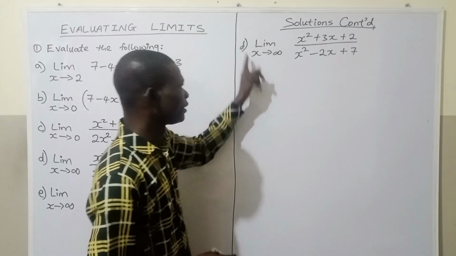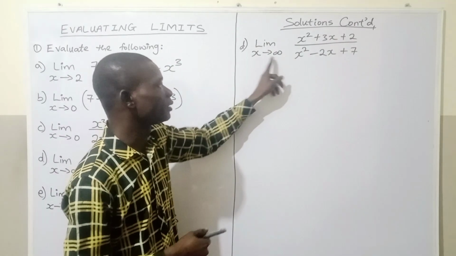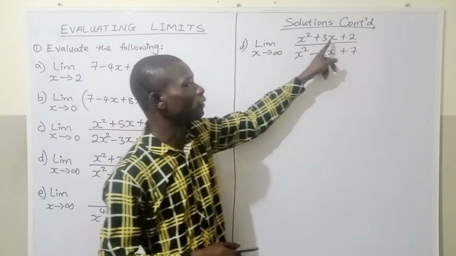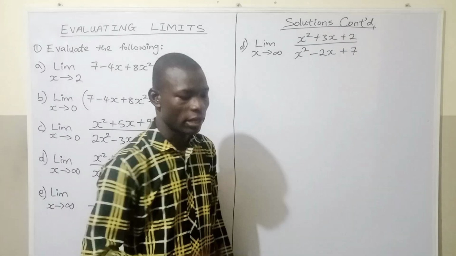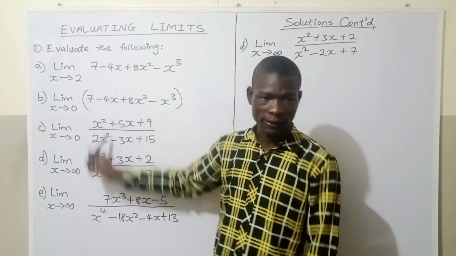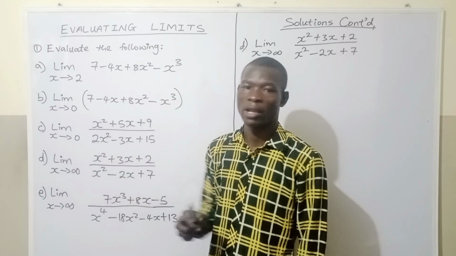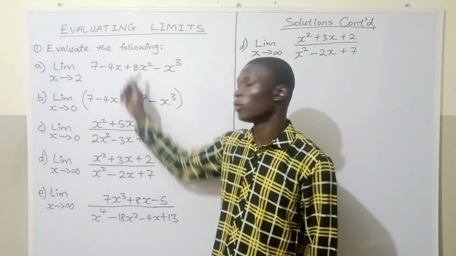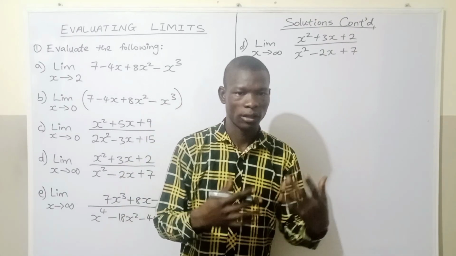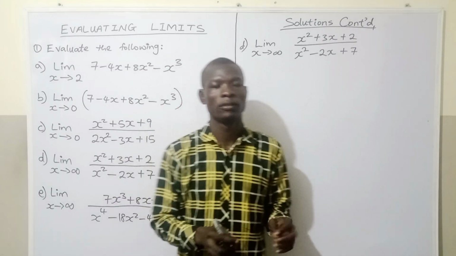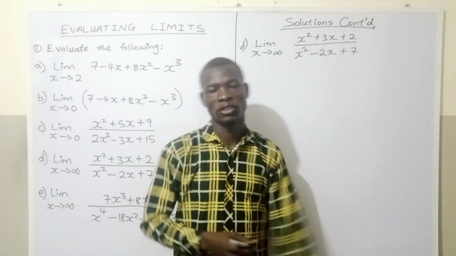So we have limit as x tends to infinity. The concept of infinity has been explained. Limit as x tends to infinity for this function x squared plus 3x plus 2 and then over x squared minus 2x plus 7. Now I told you when you're evaluating, especially this first 3, what we needed to do was to just plug in our value into the function that we're given, and then we evaluate the limit. But when it comes to infinity, we don't just plug in directly. There are little things that we need to do first of all before we plug in the value of infinity into the functions that we are given.